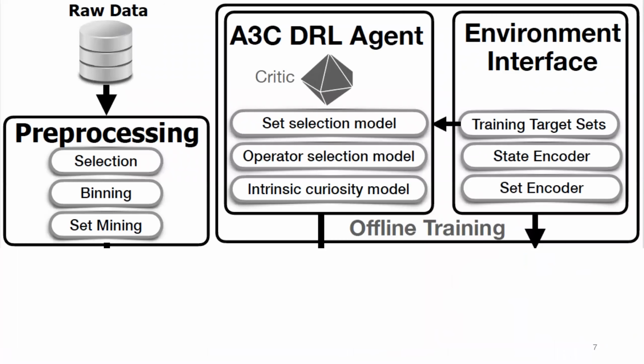In the offline phase, raw data is pre-processed, attributes are binned, and our set-based data model is instantiated. Additionally, the offline training has two components: a training of an A3C deep reinforcement learning agent that balances curiosity and familiarity, as well as an environment interface that contains training set and encodes the different states of our system.